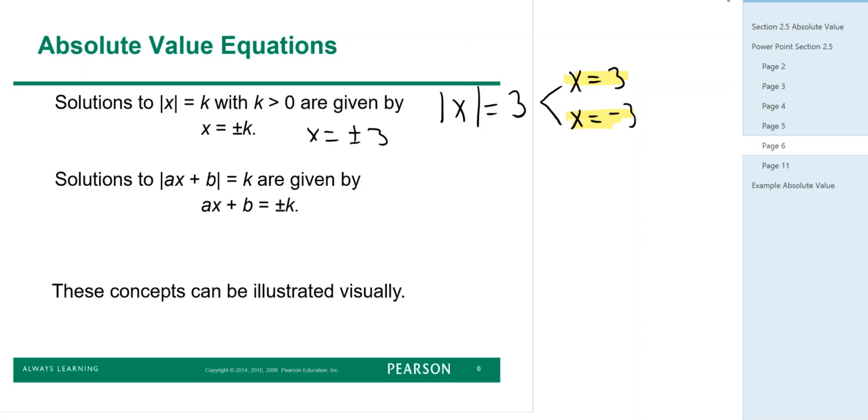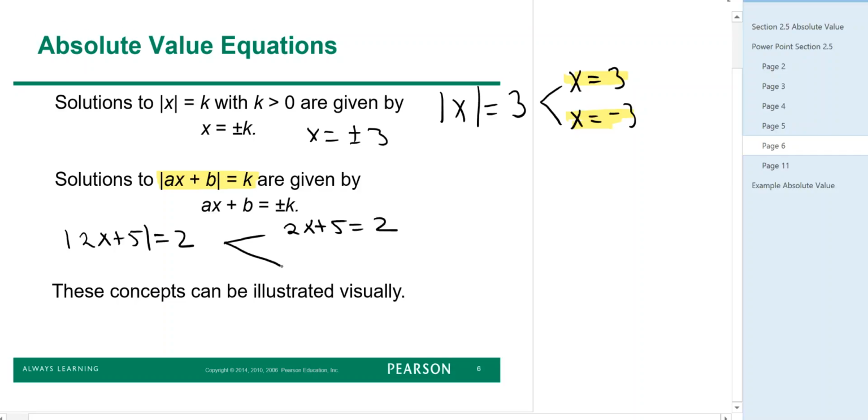All right, what if I want to solve something like this? Absolute value of x plus b equals k. Well, for example, absolute value of 2x plus 5 equals 2. Basically, it is going to come down to solving two linear equations. So absolute value of 2x plus 5 equals 2 if 2x plus 5 is 2 or 2x plus 5 is -2, because absolute value of -2 is also 2.